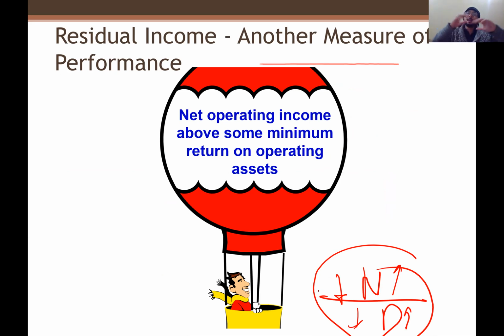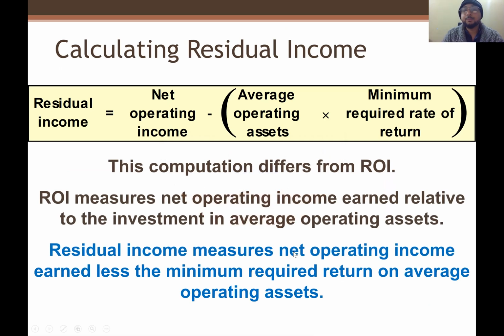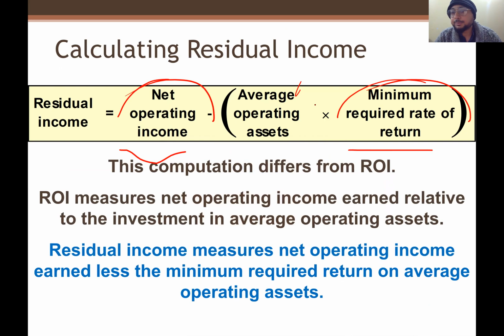So why don't we create an idea in which we give you some minimum target, and you achieve that target. If you are able to earn that minimum operating income, on top of that, we will be giving you bonuses. That makes sense? We call this the residual income performance measure. So what is the formula? The formula is whatever you have earned minus what is the requirement to earn. So net income that you earn minus average operating assets multiplied by the minimum required rate of return.